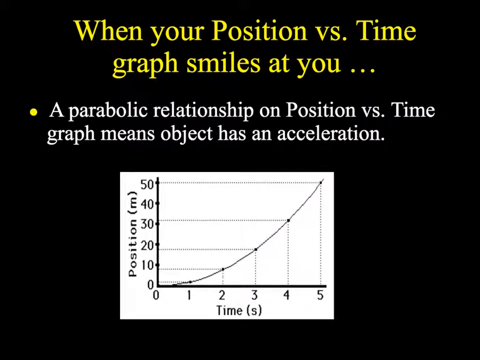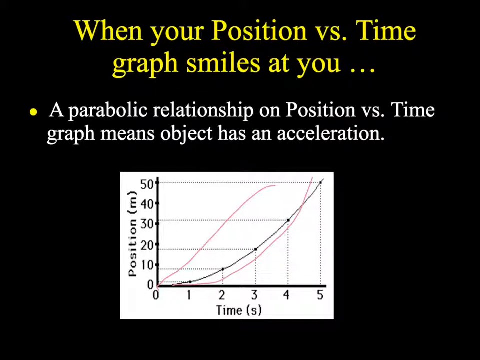Going back to these graphs, we do need to pay attention more now to the labels, since we have more than one graph we have to look at. Position versus time graphs are important because there's a parabolic relationship when we deal with acceleration. If you recall from our previous lab, we dealt with uniform motion, which was a straight line. That idea gave you constant velocity.